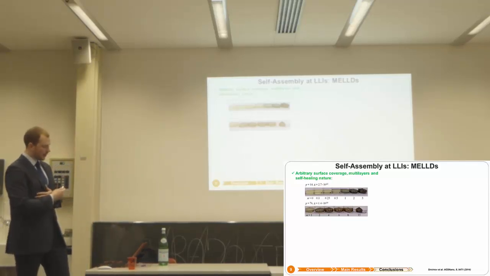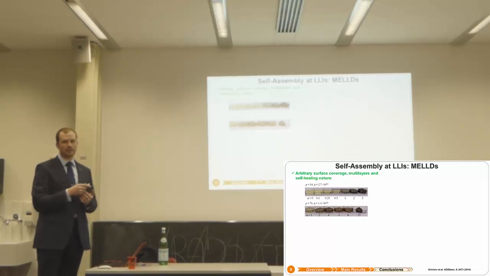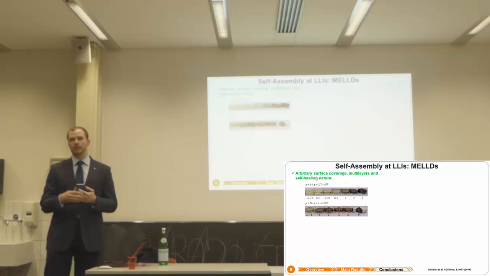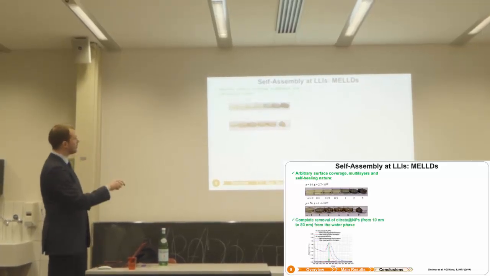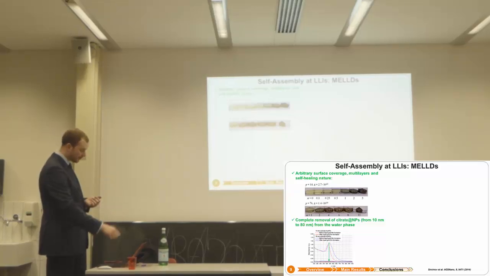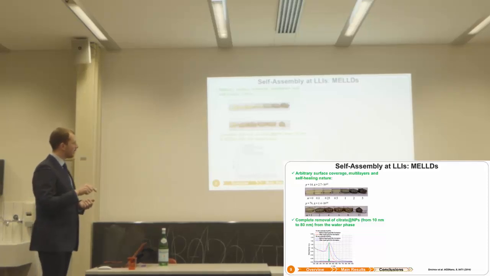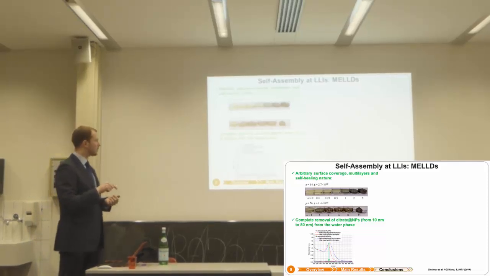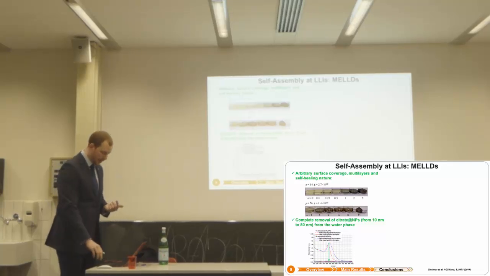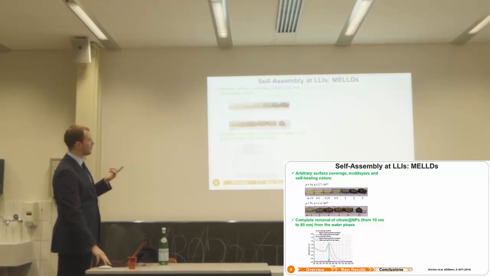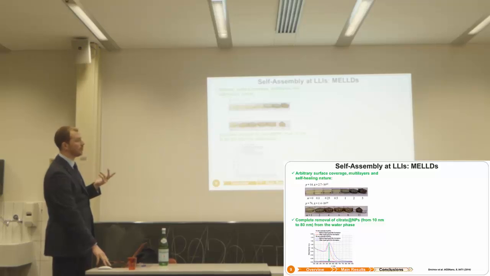Again, summarizing, we could do arbitrary surface coverage. It means we know what the surface coverage is: a monolayer, half monolayer, multilayers, and we could do it continuously. Then we know by investigation with UV spectroscopy that we remove nanoparticles completely from the aqueous phase. That means that we know the number of nanoparticles that settle at the interface, and we know the coverage.